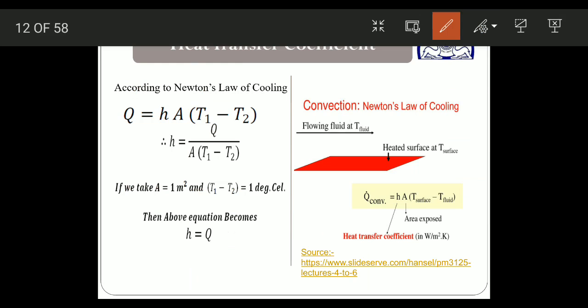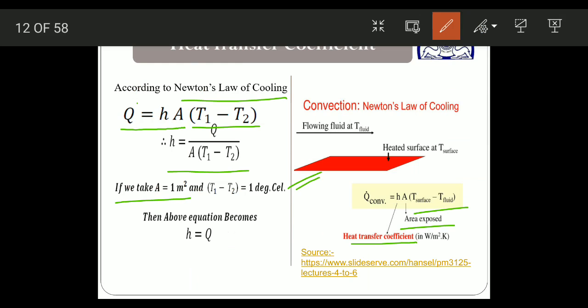As we have studied in Newton's law of cooling, the rate of heat transfer Q dot is equal to H into A into (T1 minus T2). If you rearrange this equation, then we can write H is equal to Q upon A times (T1 minus T2). Now let us consider this is the hot surface. Here H is the heat transfer coefficient, A is the area exposed to the surrounding, and the temperature difference is T surface minus T fluid. This we have already discussed in Newton's law of cooling.